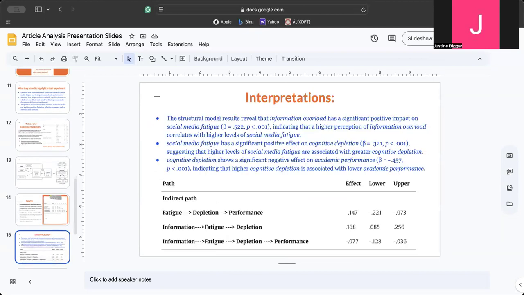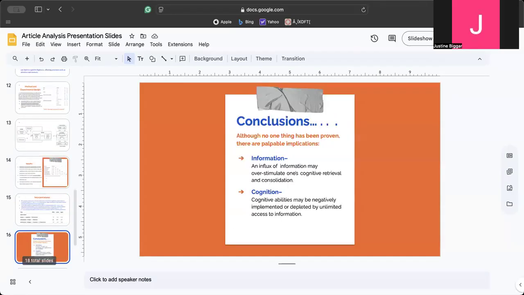So, how we can interpret this was that these all offset the other. So, information overload has a significant positive effect on social media fatigue. In turn, social media fatigue has a positive effect on cognitive depletion, and in turn, cognitive depletion shows a significant negative effect on academic performance.